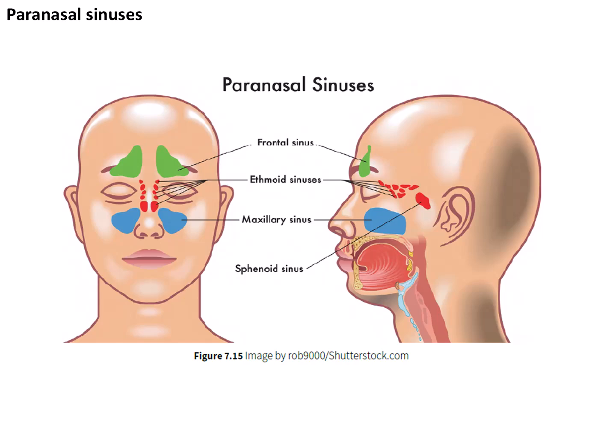Paranasal sinuses are openings within the skull. Paranasal sinuses are going to help lighten the skull and are filled with mucosa. There are sinuses located in the maxillary bone, ethmoid bone, sphenoid bone, and frontal bone.